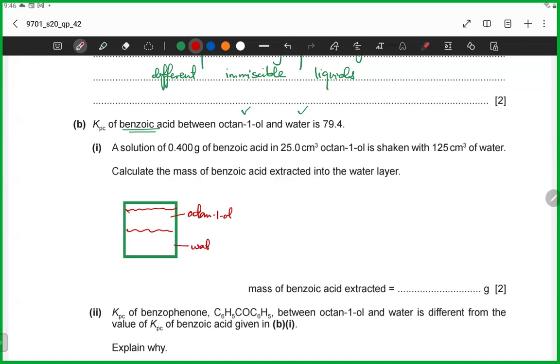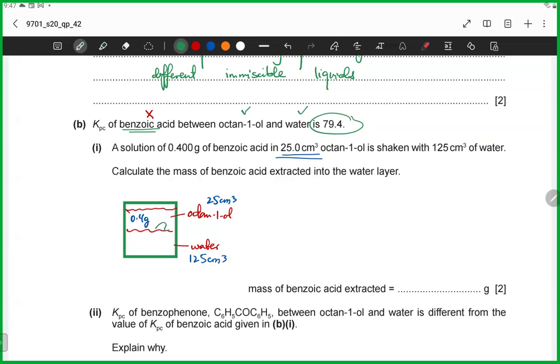And the bottom layer is the water layer. Benzoic acid, I'm just going to call it X. So benzoic acid and the KPC value is given. That's given as 79.4. Now he's adding 0.4 grams of benzoic acid to the octan-1-ol and it's shaken with 125 cm3. So initially 0.4 grams go into the octan-1-ol layer and the volume is 25 cm3. And he shakes it with 125 cm3 water.